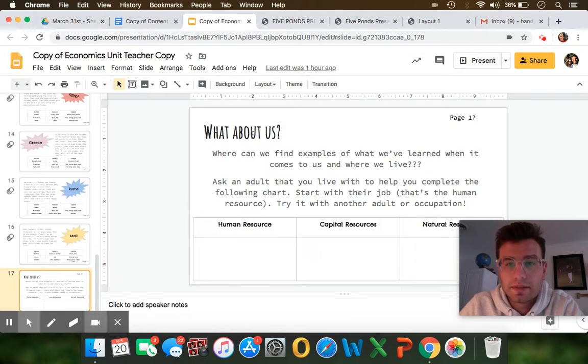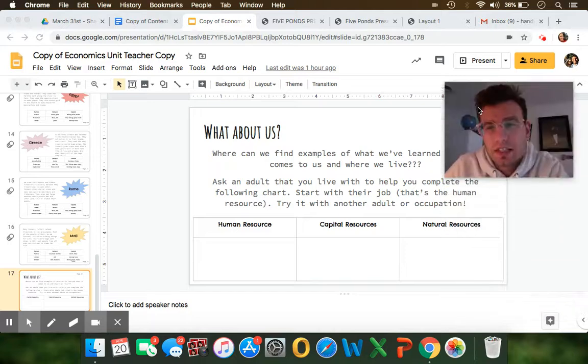What about us? On page 17, it says, where can we find examples of what we've learned when it comes to us and where we live? Ask an adult that you live with to help you complete the following chart. Start with their job or a job of another human you know, and make that your human resource. Then ask them, what kind of tools do they use, or what kind of buildings do they work in, or what things do they make?